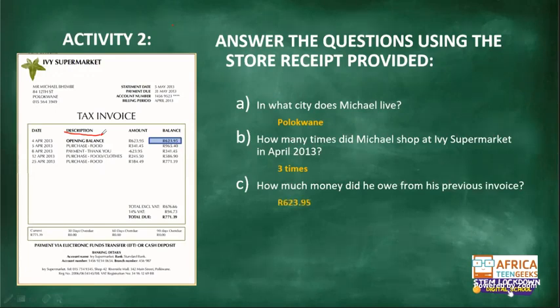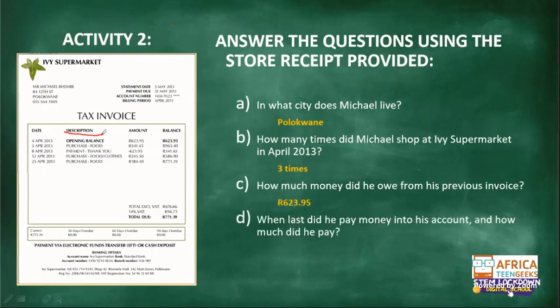And let's go: 3, 2, 1. When last did he pay money into his account? And how much did he pay? How much did he pay and when? The last payment he made.